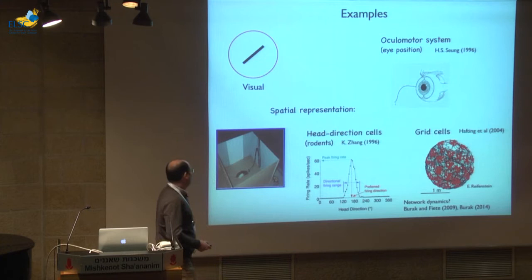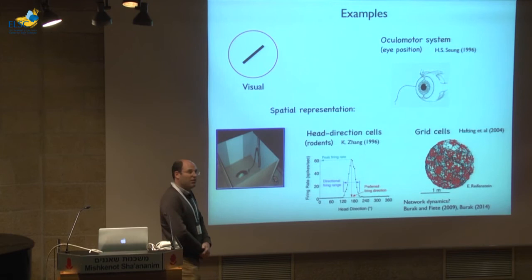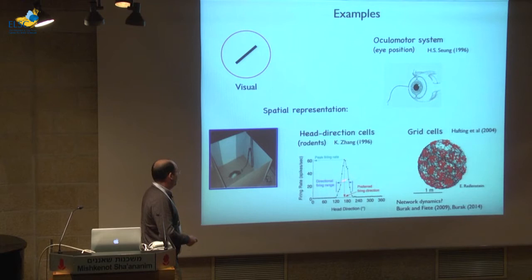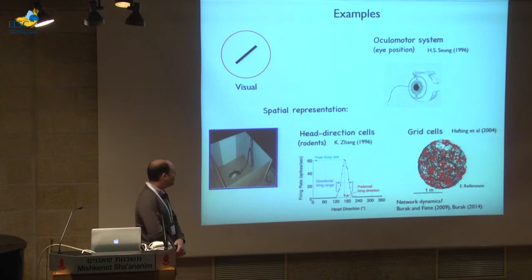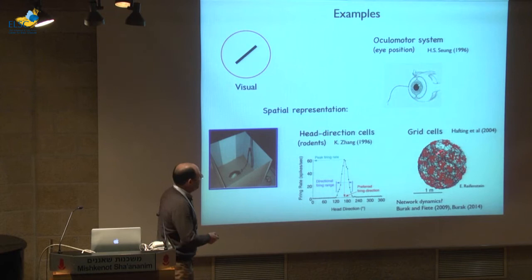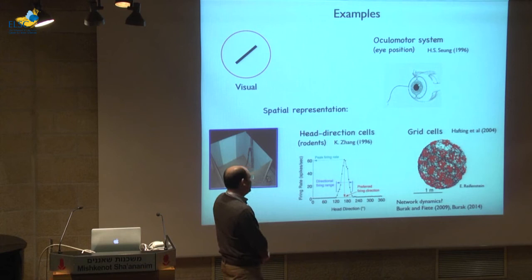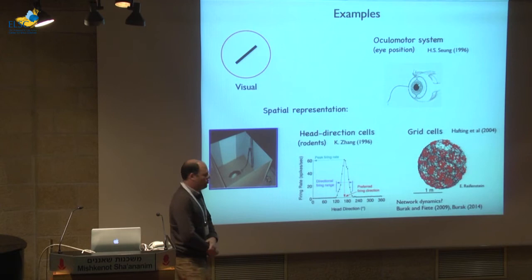And other nice examples come from spatial representation in rodents and in other animals. For example, the head direction system, in which cells are tuned to the orientation of the head relative to the environment, but they maintain this representation even if we remove the sensory inputs, so the system somehow maintains memory. It has more recently been proposed that grid cells, which fire as a function of the animal's location in the environment with a very interesting hexagonal pattern, also, among other computations, through network dynamics, maintain short-term memory of the animal's position.